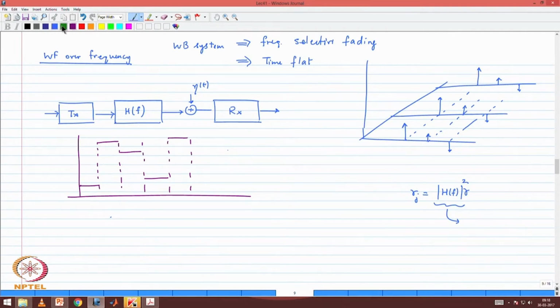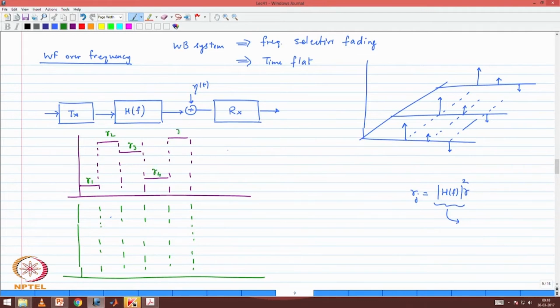So, I am going to do a channel inversion. So, the same boundaries. Now, I am going to take 1 over gamma j. So, this corresponds to gamma 1, gamma 2, gamma 3, gamma 4, gamma 5.